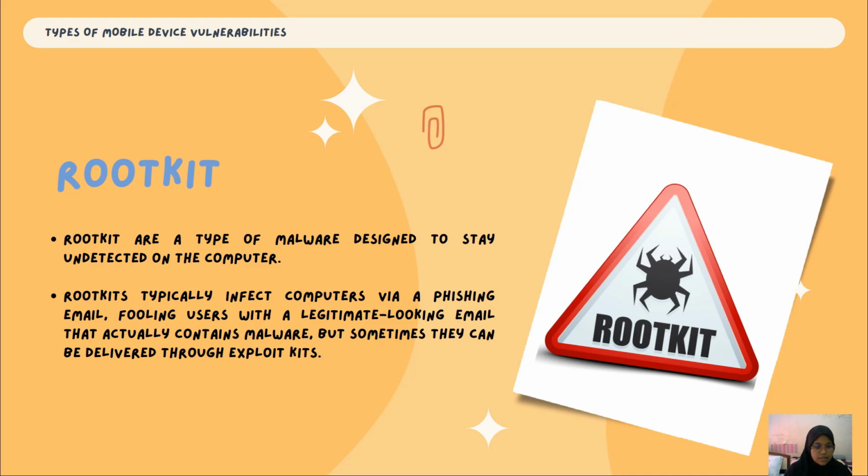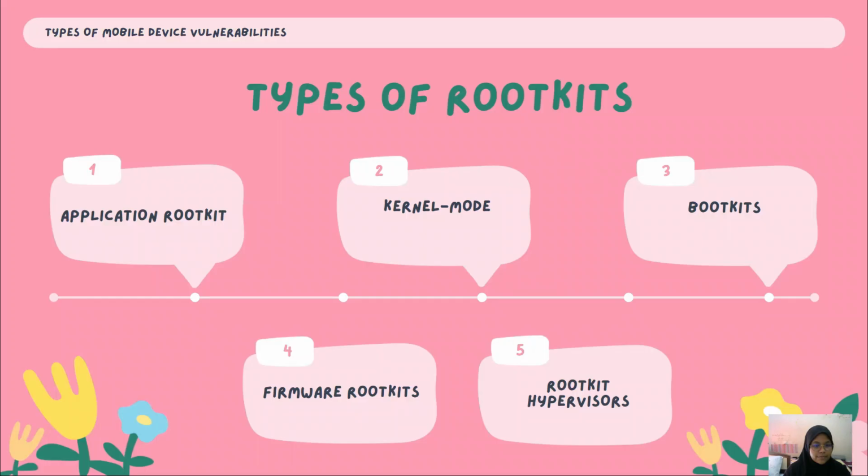As you can see, rootkit is also one of the mobile device vulnerabilities. Rootkit is a type of malware designed to stay undetected on the computer. Rootkits typically infect computers via a phishing email, fooling users with a legitimate looking email that actually contains malware, but sometimes they can be delivered through exploit kits.